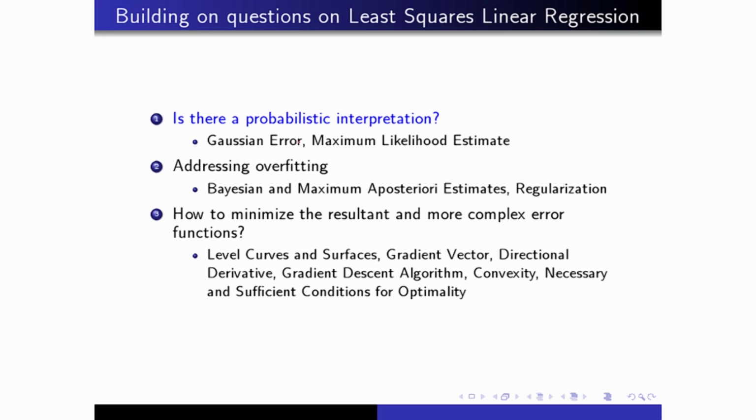So we'll be building on the probabilistic interpretation and motivate the whole concept of maximum a posteriori estimates and more generally regularization, which is not always tied to probabilistic interpretation. And of course we'll see one more error function, and we'll bring up the more general, overarching question of how to minimize such complex error functions through level curves, surfaces, gradient vectors, convexity, necessary and sufficient conditions for optimality, and so on. We'll also discuss the gradient descent algorithm, which is extremely handy.